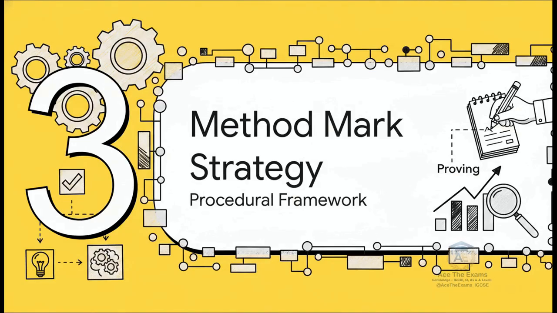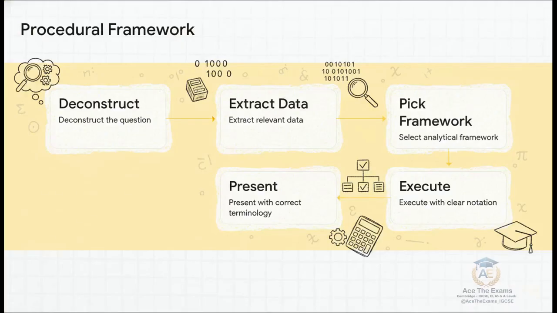All right, let's dive into Section 3, the method mark strategy. This is your procedural framework. Now, you might not fully realize this, but Cambridge actually awards you marks for your algorithmic thinking process, rather than just the final correct answer. This is the method mark strategy, and it's how you salvage points even if you mess up the final calculation.